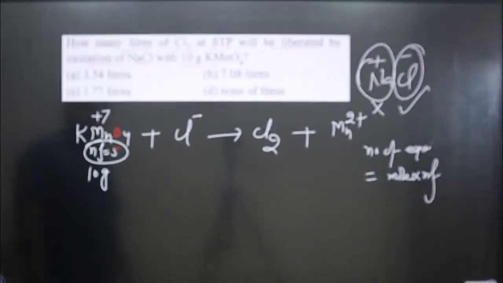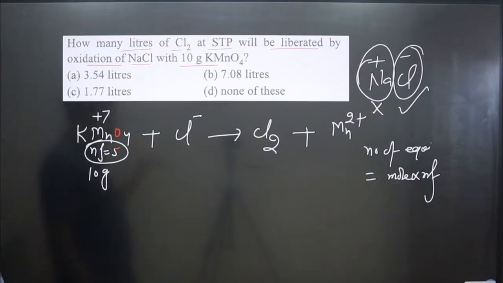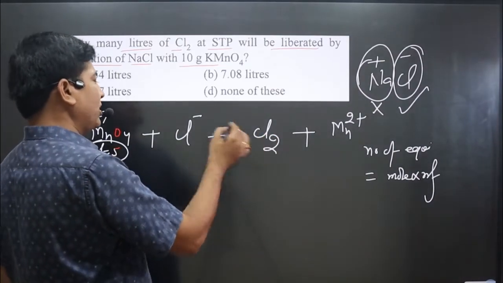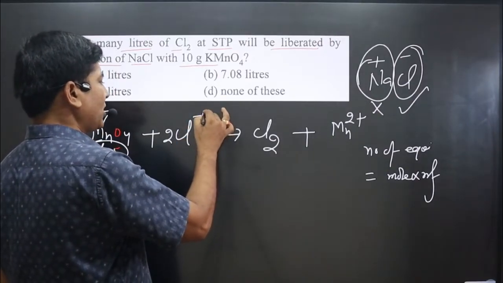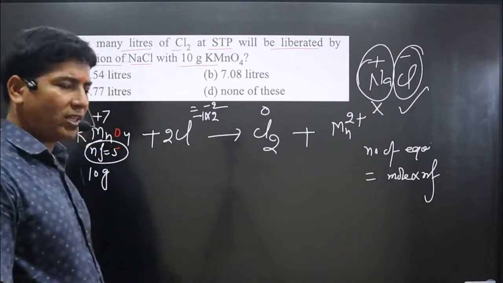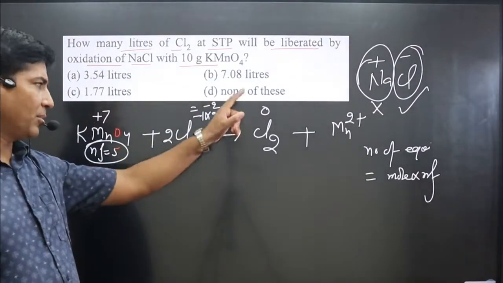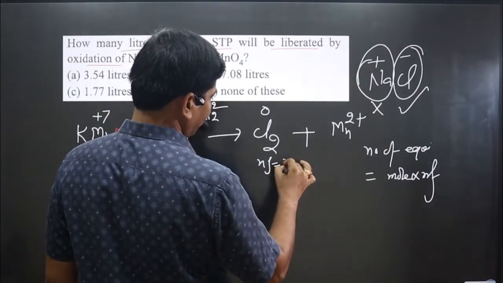Very interesting. Now we have Cl. Always balance the number of atoms before balancing the charge. This side 2 Cl, this side only 1 Cl, multiplied by 2. 1 Cl is -1, then 2 Cl will be equal to -2. On the other side this is a neutral molecule, 0 oxidation number. Find the difference in oxidation number: 0 minus -2 is equal to 2. We got n factor value 2.